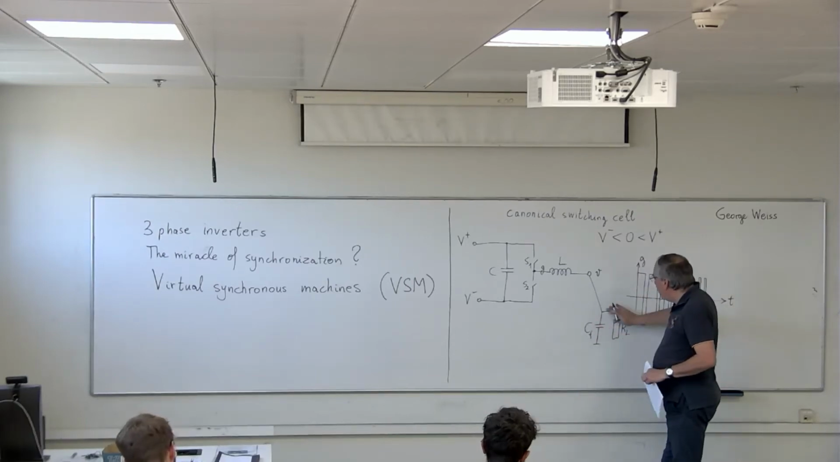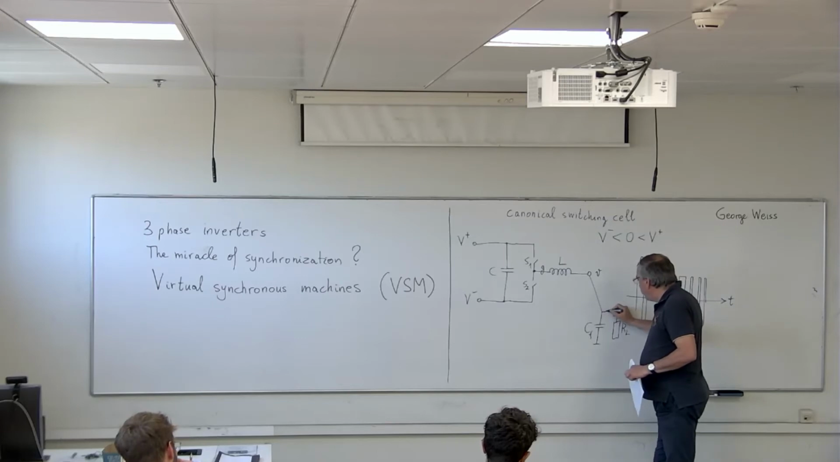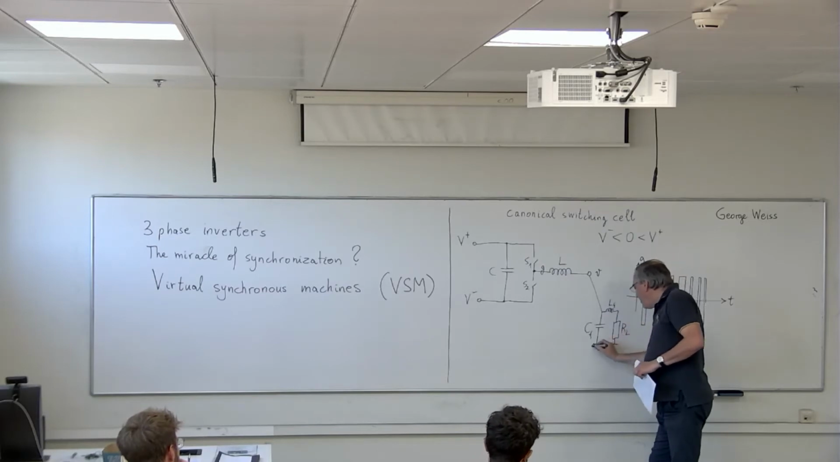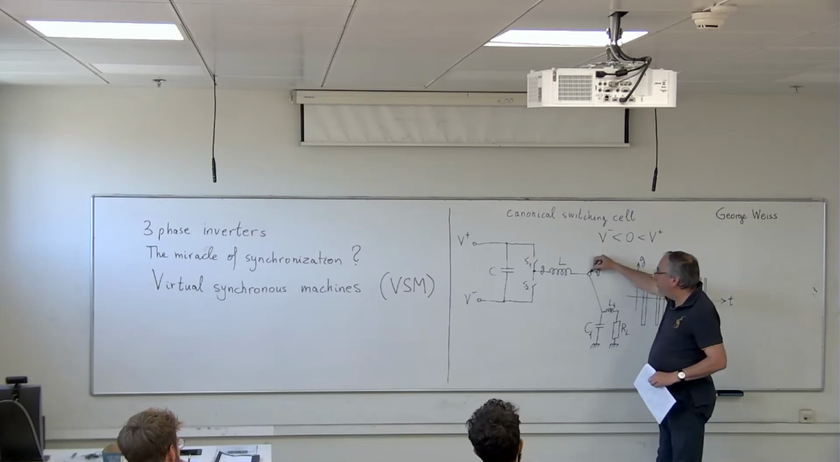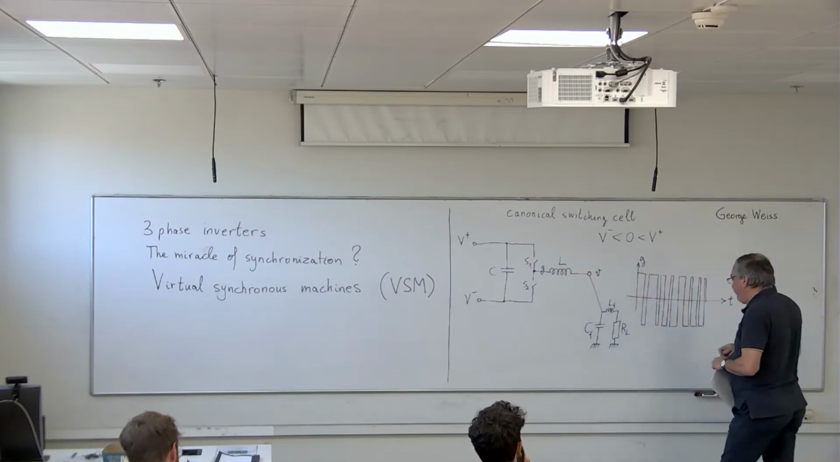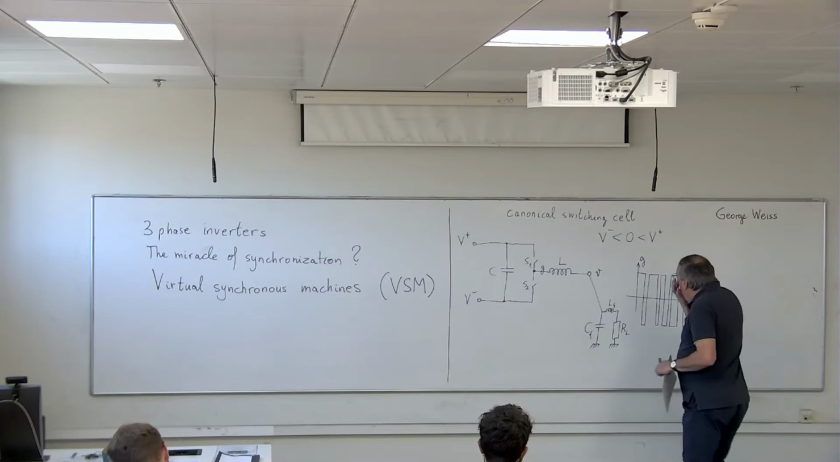Or it can be a smoothing capacitor and an additional inductor and a load. It doesn't matter. There is some sort of circuit connected to the output of the canonical switching circuit.